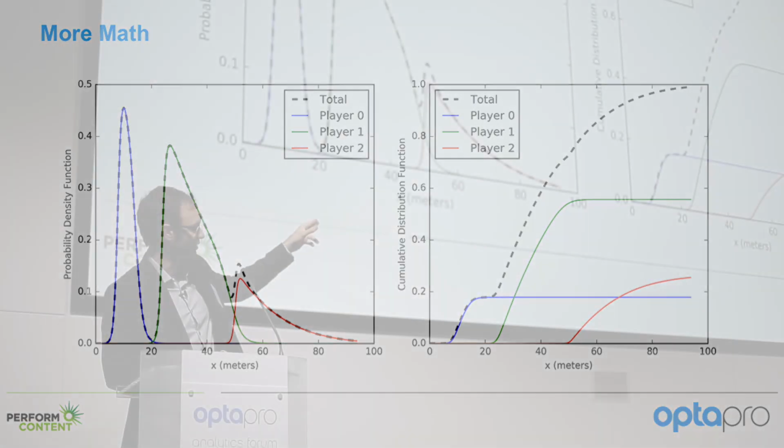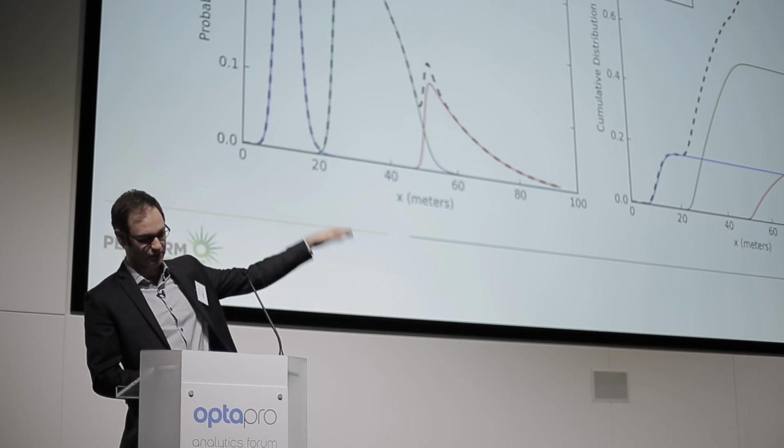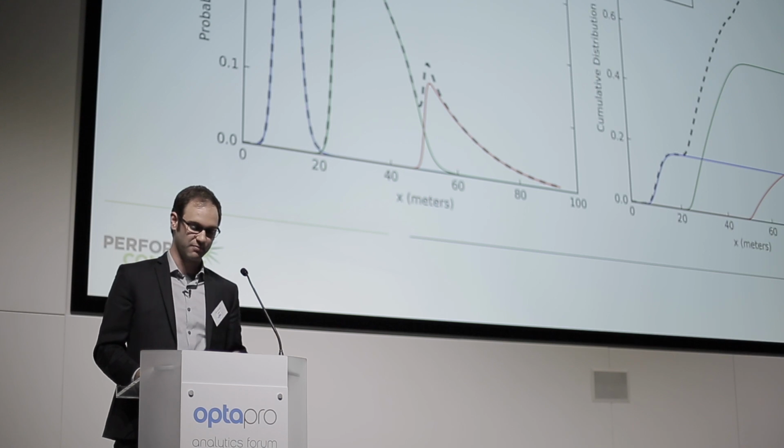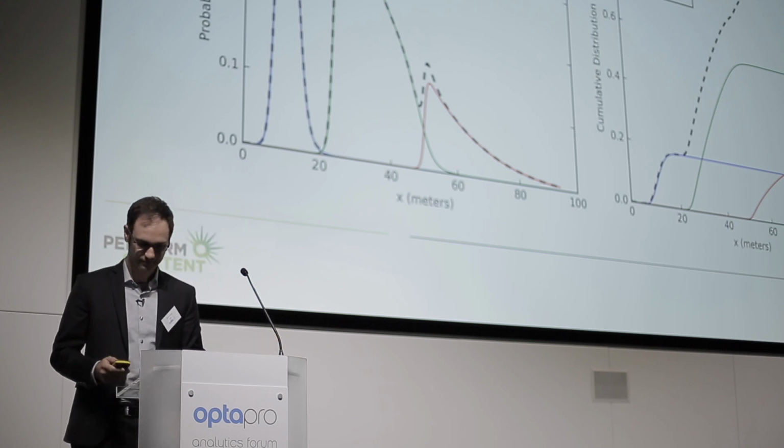And then on the plot on the right, you can see it goes upwards as player 1 and player 2 have a chance until it peaks at 1 towards the end of the pass.